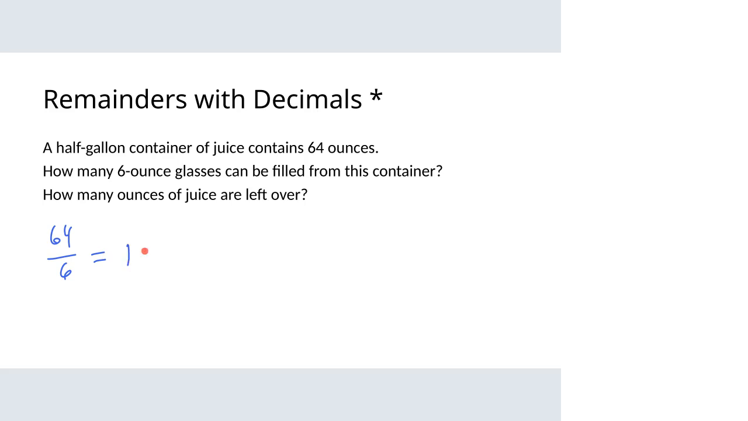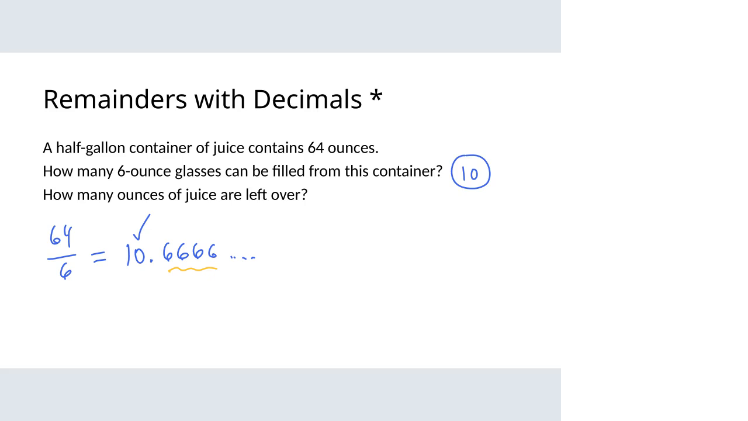The answer we get is 10.66666, and that repeats. And so how many 6-ounce glasses can be filled? Well, 10 can. That part I didn't expect you to have much trouble with. But then the second part of this, how many ounces of juice are left over? The dangerous thing to do here is to just look at that and say, well, my remainder is 6, so 6 ounces of juice. Well, wait a minute.